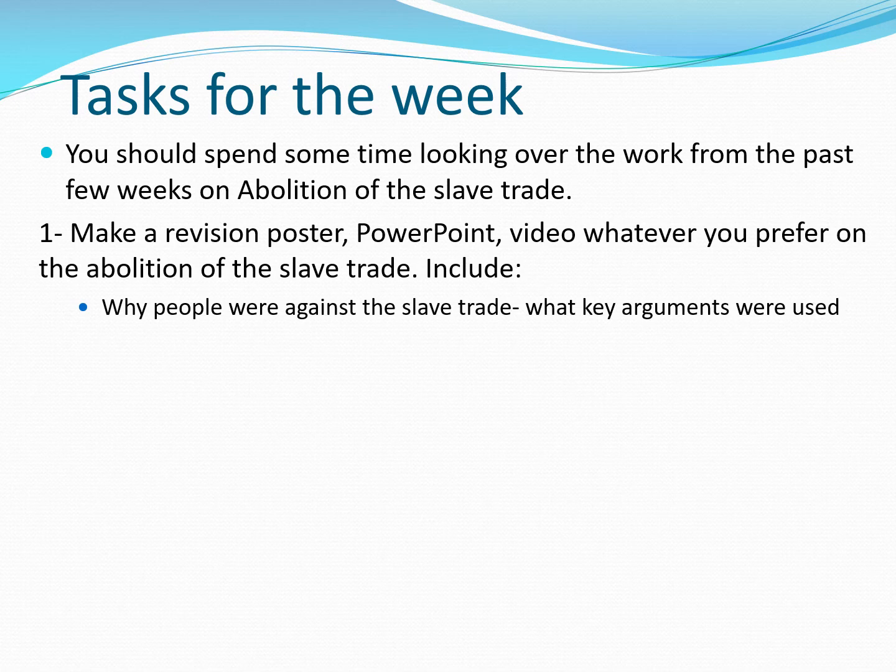In it, we want you to include some information about why people were against the trade. So what kind of key arguments did they actually use? What things were they saying? Think about the categories that we talked about the arguments falling into. How did they try to persuade people that the slave trade was wrong and that it should end? Think about the role of the abolitionists, and in particular William Wilberforce. So who was he? What did he do?